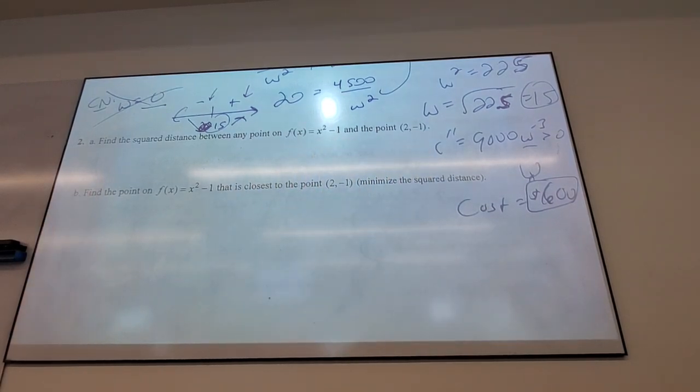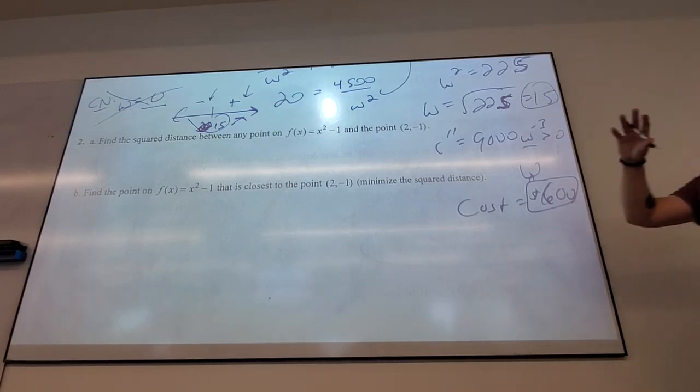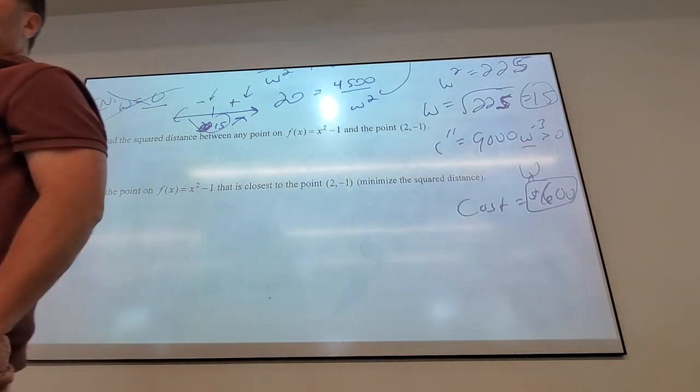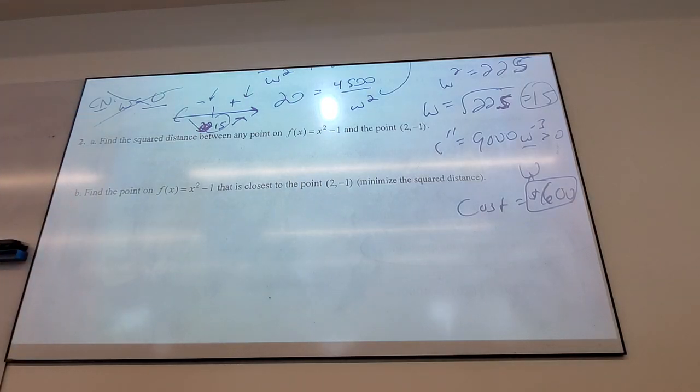Now, let me ask you guys, does anyone know the distance formula between 2 points? Many of you should. d squared equals x2 minus x1 squared plus y2 minus y1 squared. It is just the Pythagorean theorem. It's the difference in the x's squared plus the difference in the y's squared equals the distance squared. That's all it is.